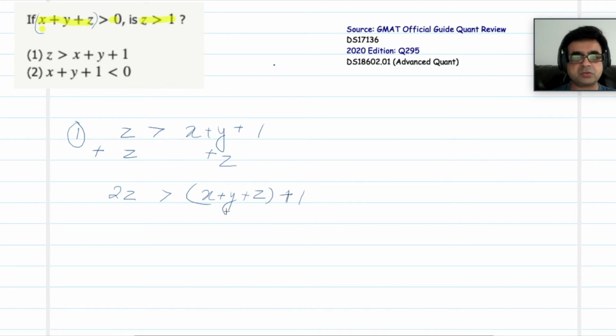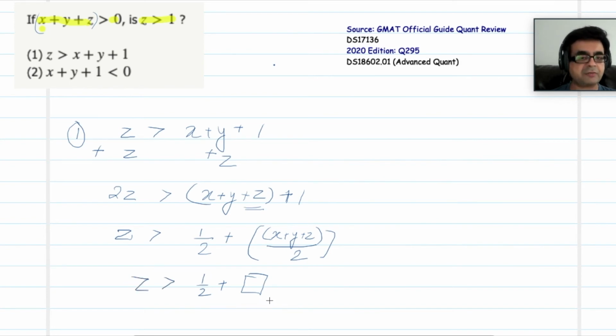Now we know that this quantity is greater than 0. We don't know what exactly it is, but this gives us z is greater than, I can divide by 2 because 2 is positive, which is half, plus something. All I know is I can put z as half plus something. That quantity something is something I don't know about and I can't figure out. If you take different values of x, y, and z, you will come to the conclusion that sometimes z will be greater than 1, sometimes it will be less than 1. It will always be greater than half, but that's all we can tell about it.